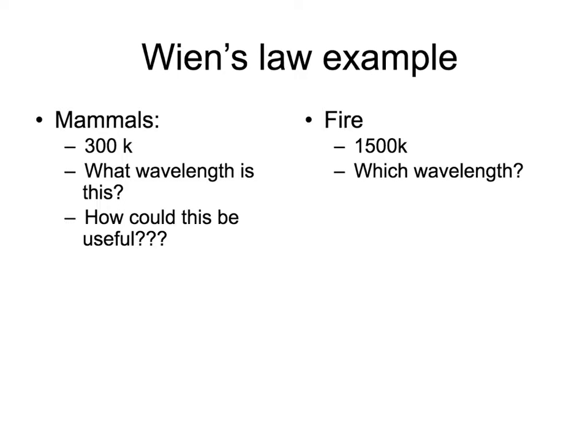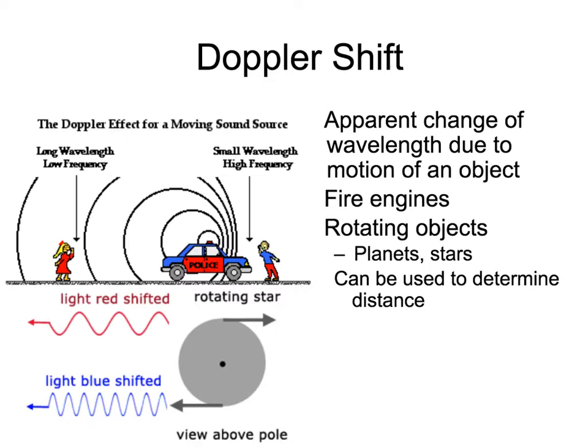So all mammals that are nocturnal have to have this sort of body temperature so that they can see in the infrared wavelength. Another example would be a fire that burns at 1500 Kelvin. You take 3 million, divide by 1500, and you get a portion of the spectra which could tell you, is it a really, really hot fire, is it raging in the blue, or is it raging in the red?